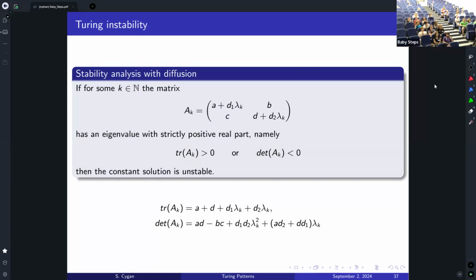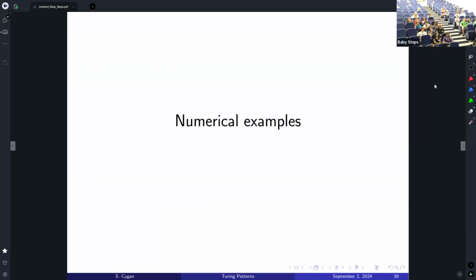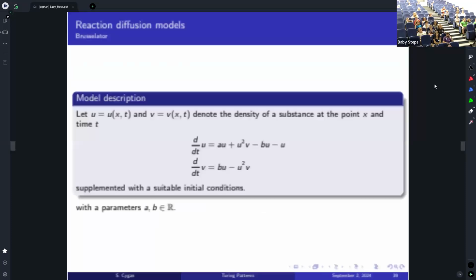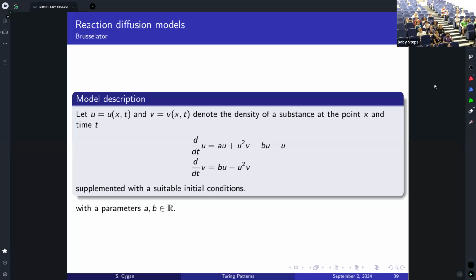And in order to sum up this reasoning, I would like to show you some numerical examples. What patterns can we obtain using a very simple system of reaction diffusion? So basically, this model is called the Brusselator model. This is the exemplary model to explain the process of Turing instability in a reaction diffusion system, where we have some interactions between the functions U and V. They have some biological motivation, which I will not explain.